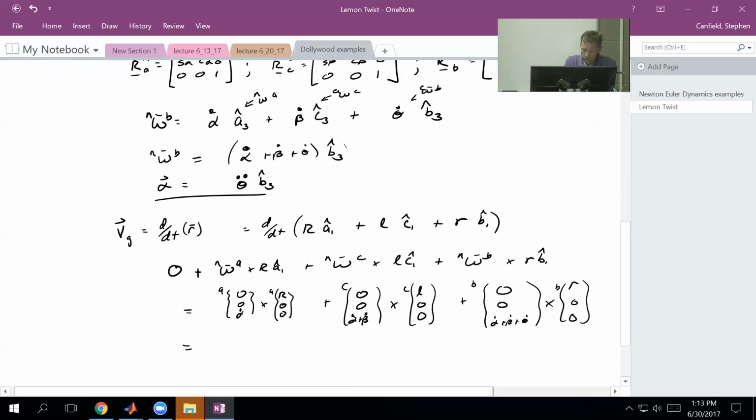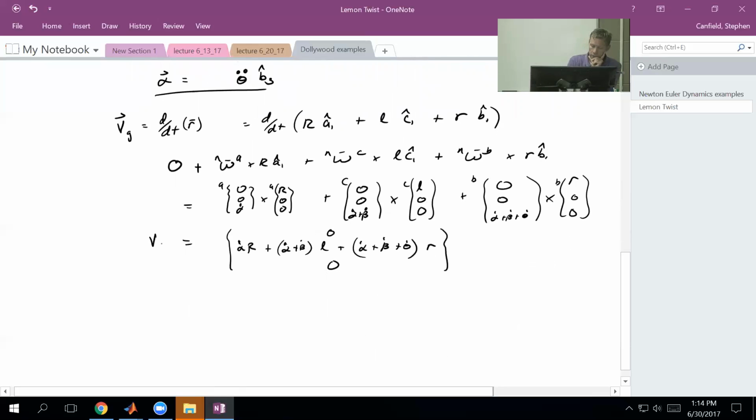When I cross these, K cross I is J. So I get, and I'm going to get that in all cases, an alpha dot R plus an alpha dot plus beta dot L plus an alpha dot plus beta dot plus theta dot little r. That's my velocity at G.